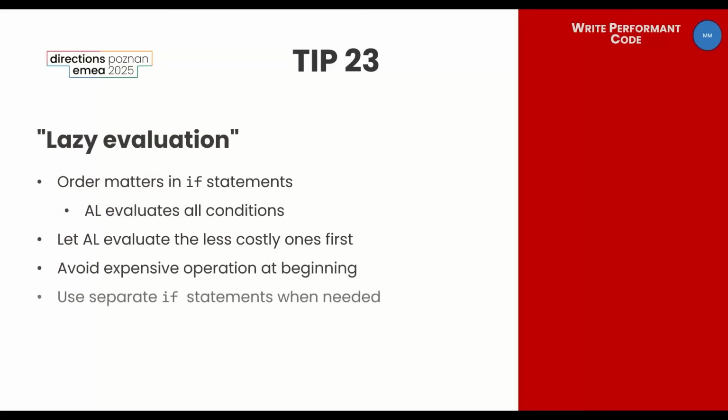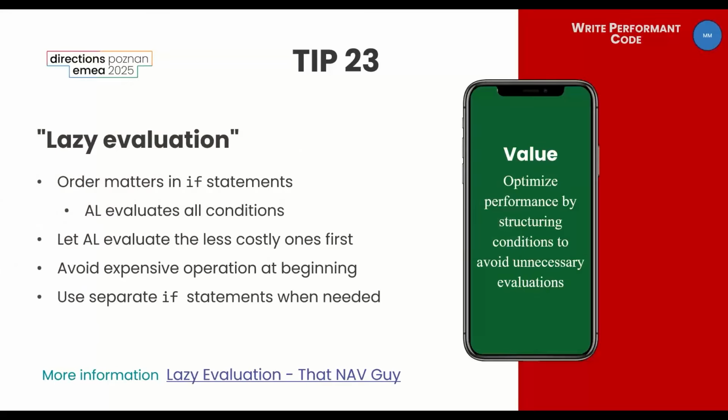Tip 23 is about lazy evaluation, or rather the missing lazy evaluation in AL. That means that if you have multiple conditions inside one if statement in AL, all of these conditions will be evaluated. So even if one of them fails, the other ones will still be evaluated, no matter whether this actually matters. Because of that, it is important to use the ones that are less costly first at the beginning of your procedure, and then go further to the ones that will cost you more. That way you will maybe have some performance benefits.